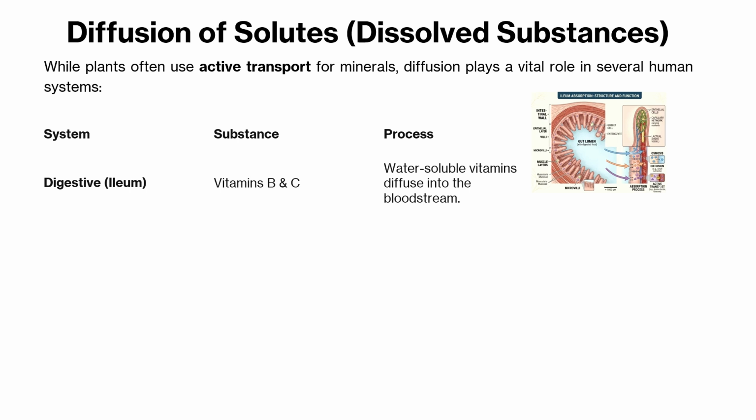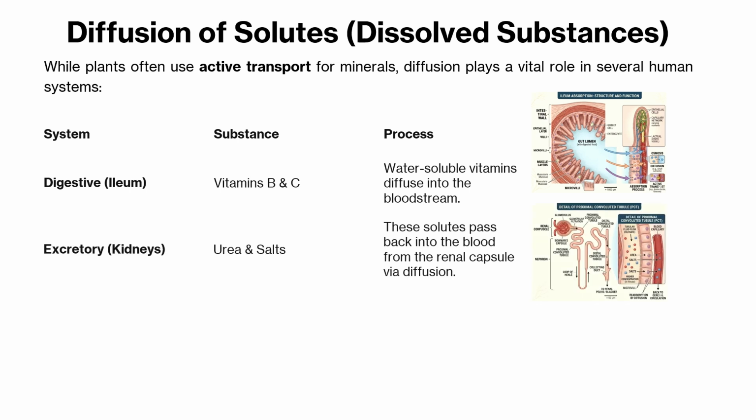The next one is the excretory system, which are your kidneys. Inside the kidneys is a structure called the renal capsule. Here your body performs a clever trick. Essential salts and urea move back into the blood via diffusion to maintain the perfect chemical balance.